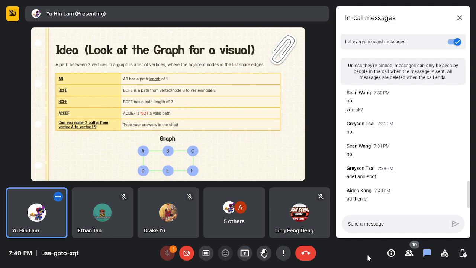Yeah, so I saw some answers. Our two paths would be A, D, E, F. That will be our first one. And then our other one would be A, B, C, F. These would be our two paths, so A, B, C, F and A, D, E, F. So does everyone understand how graphs work so far?